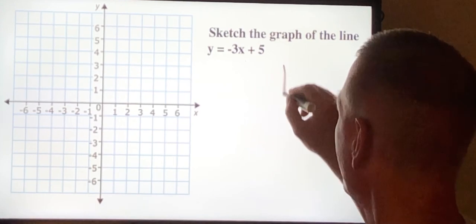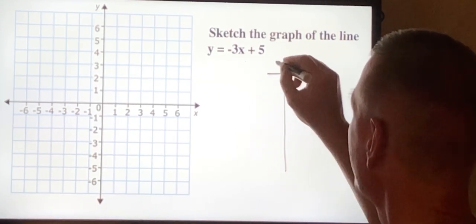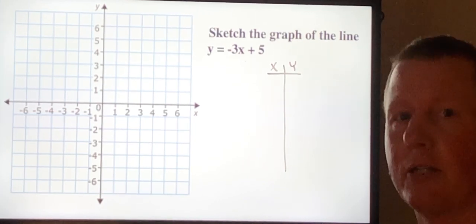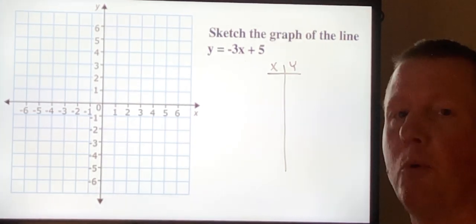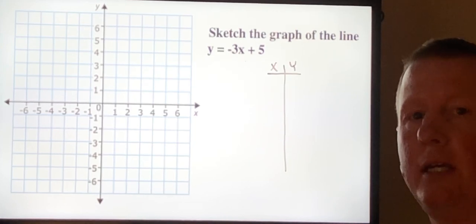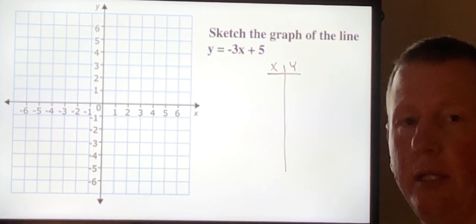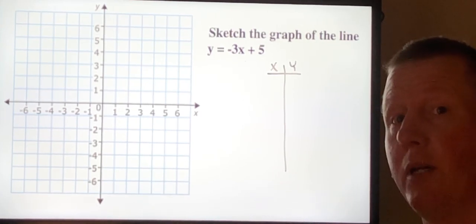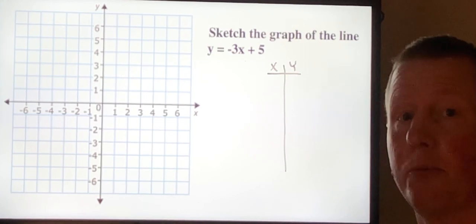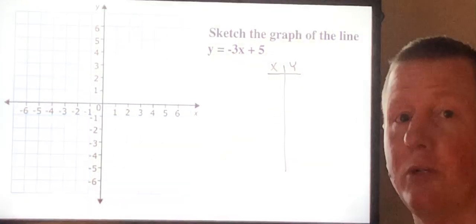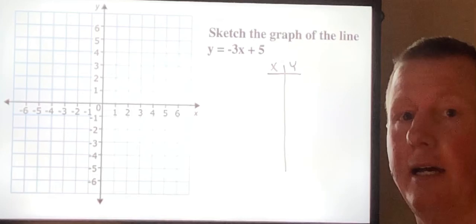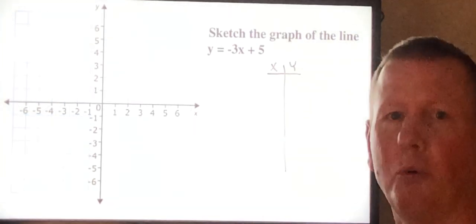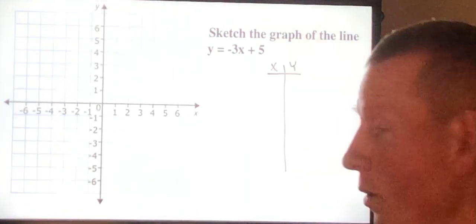We're going to make a little t-chart, and in the t-chart, we're going to put x values and y values. Now we're basically going to select random values for x. It's important to plug in positive values, it's important to plug in 0, and it's important to plug in a negative value. Some will require you to plug in more than 3 or 4 points just to make sure that we have a good solid sketch of the graph. Again, this is a linear equation, so technically we really only need 2 points, but we're going to go ahead and do more than that.